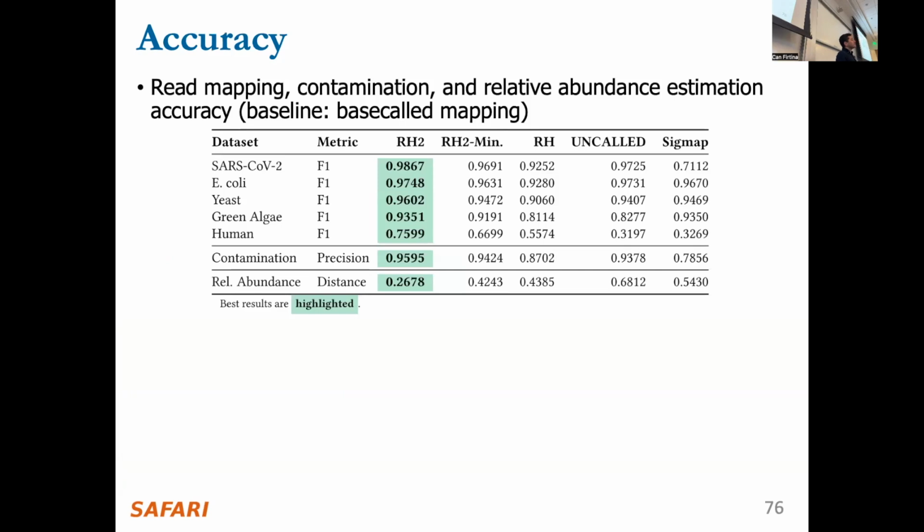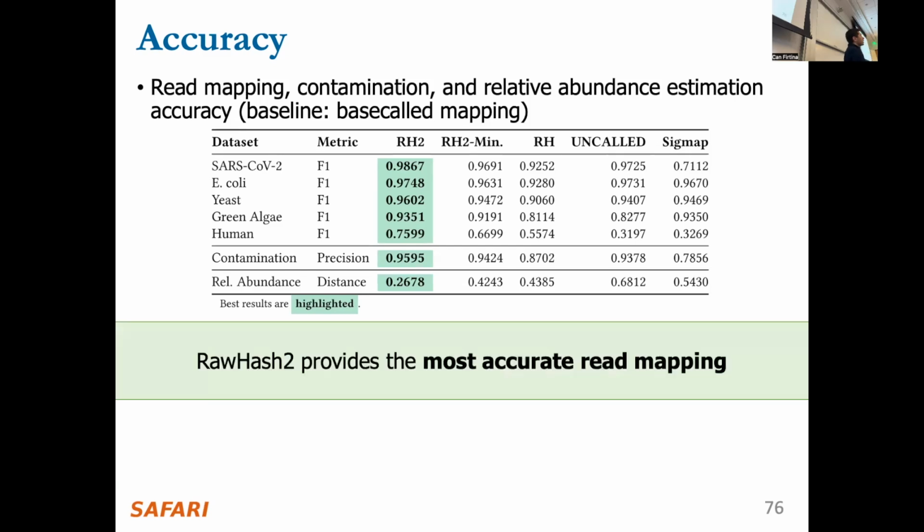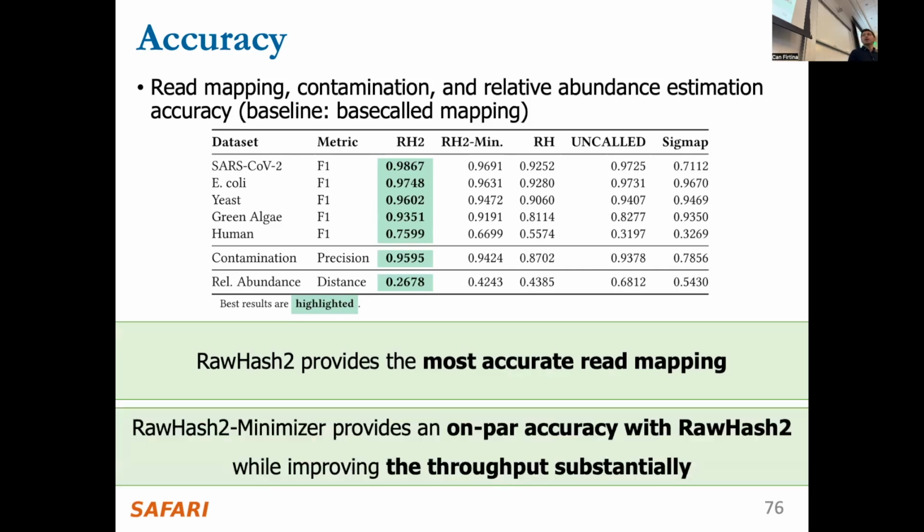And last, when we look at the accuracy of read mapping, we're mapping the reads to their coordinates in the chromosome, and we're looking at whether these mapping positions are correct or not compared to the minimap2 positions, right? For that, we measure the F1 score for read mapping, the precision for contamination, and the distance for relative abundance estimation. The observation that we make from these accuracy results is RowHash provides the most accurate read mapping for all data sets and for all use cases.